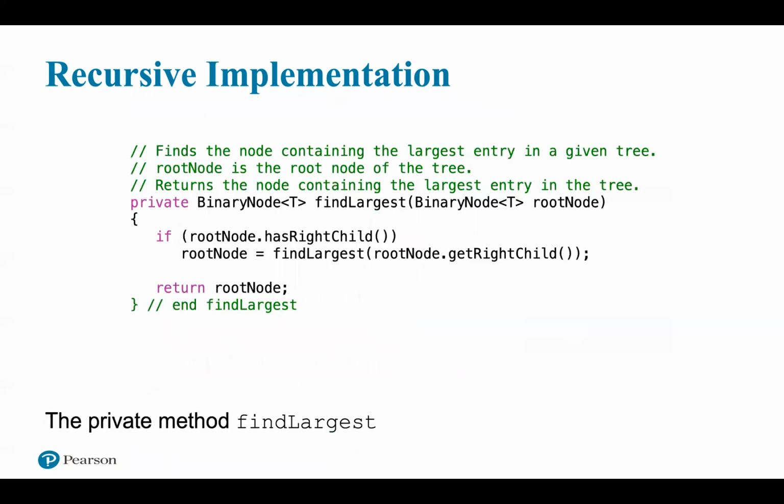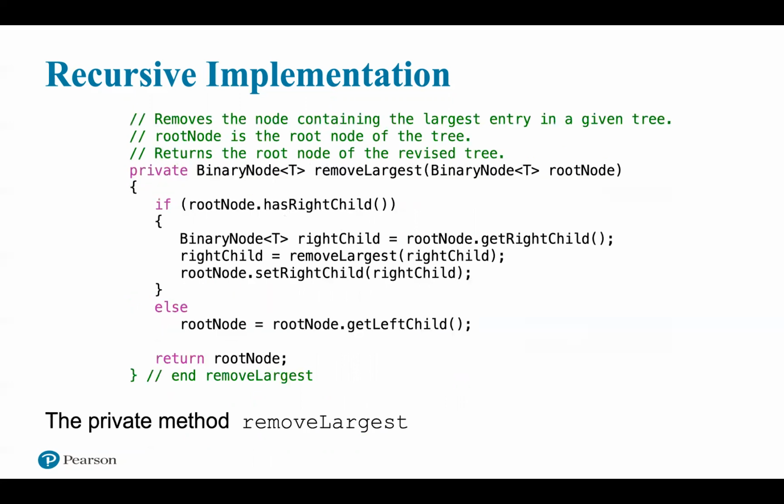Here is a private method findLargest. The node with the largest entry will occur in the rightmost node of a binary search tree. Thus, as long as a node has a right child, we search the subtree rooted at the child. The following recursive method performs a search.